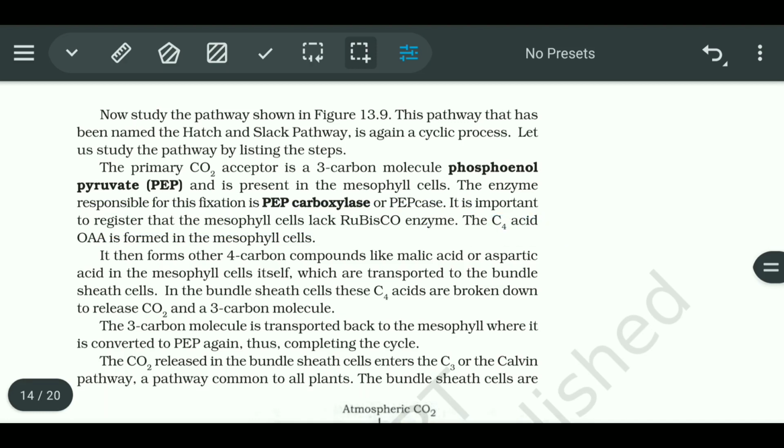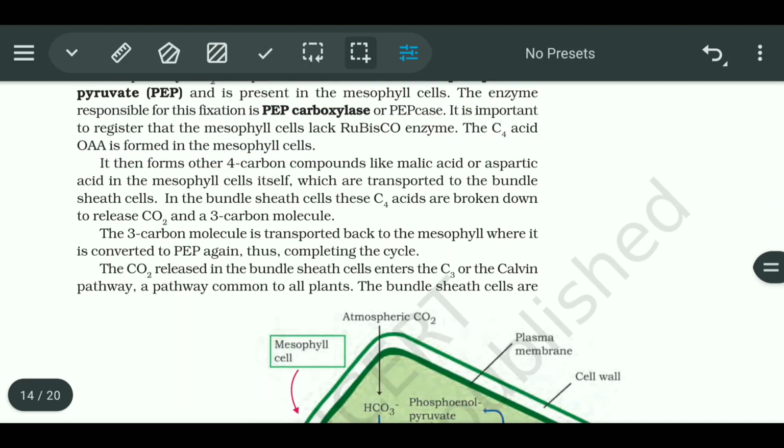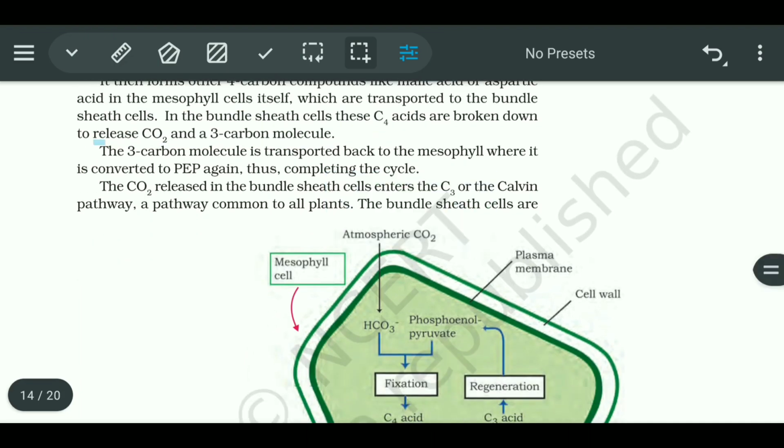The C4 acid, oxaloacetic acid, is formed in the mesophyll cells. It then forms other 4-carbon compounds like malic acid or aspartic acid in the mesophyll cells itself, which are transported to bundle sheath cells. In the bundle sheath cells, these C4 acids are broken down to release CO2 and a 3-carbon molecule. The 3-carbon molecule is transported back to the mesophyll cell, where it is converted to phosphoenol pyruvate again, thus completing the cycle.